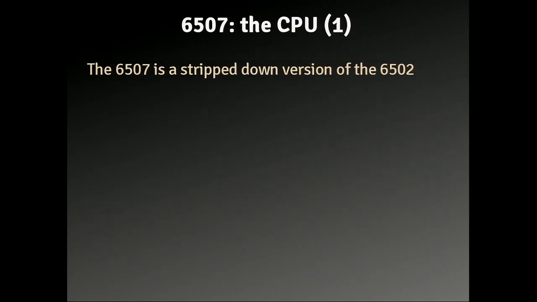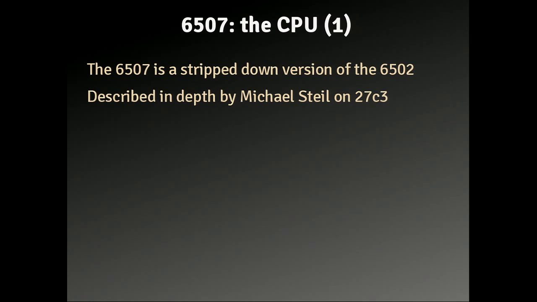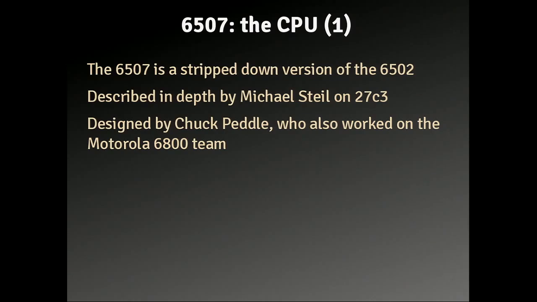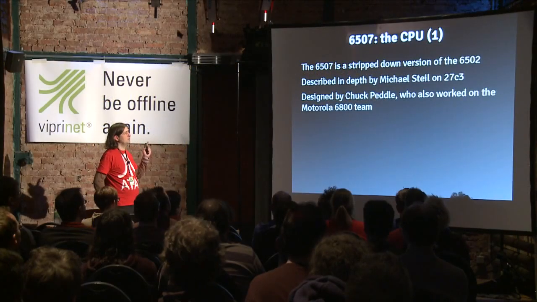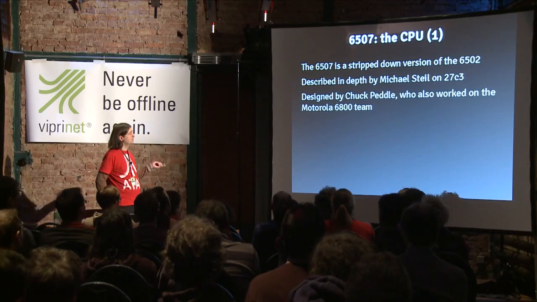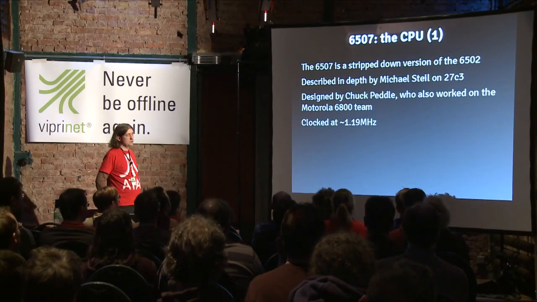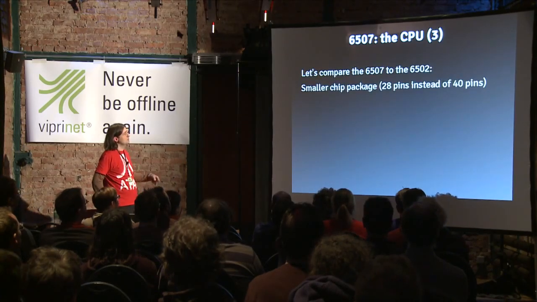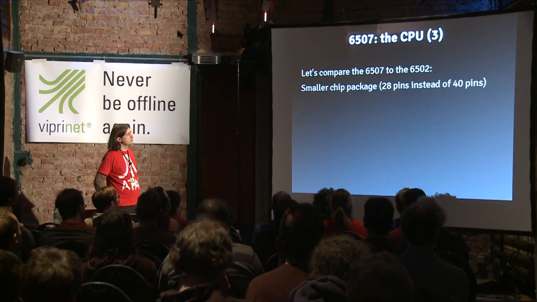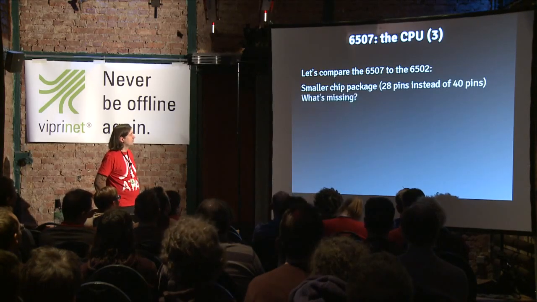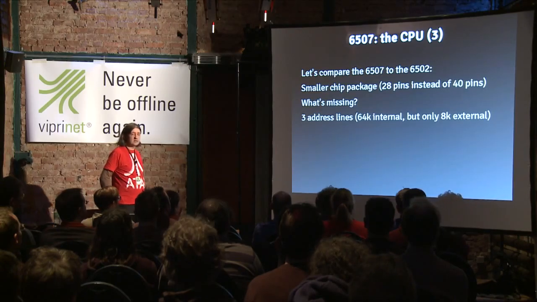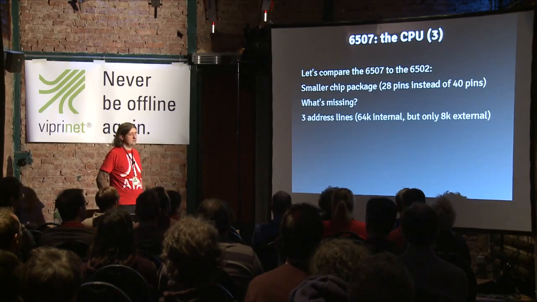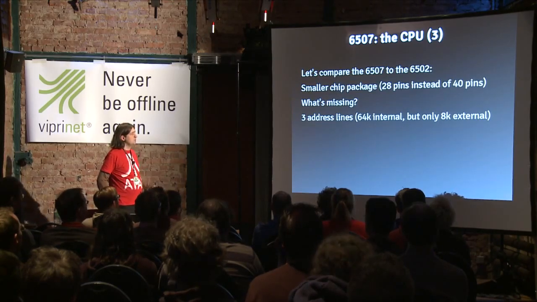So let's take a short look at the CPU. Since all of you here have already coded, we can cut this short. It was designed by Chuck Peddle. There's been a very in-depth talk by Michael Steil. And it's clocked at about 1.2 megahertz. So let's compare it to the 6502. It has a smaller chip package, so 12 pins are missing. What's missing? 3 of the address lines. So we only have an address space of 8K, which is repeated 8 times.